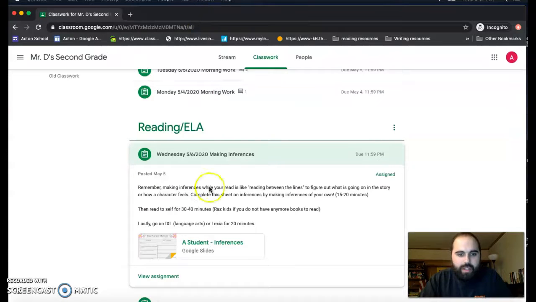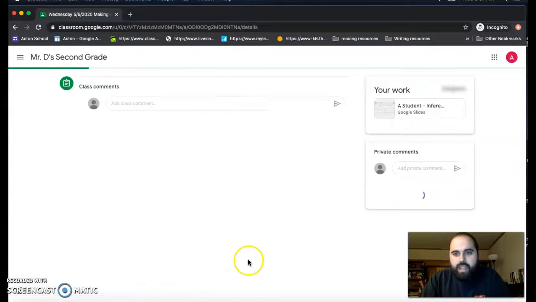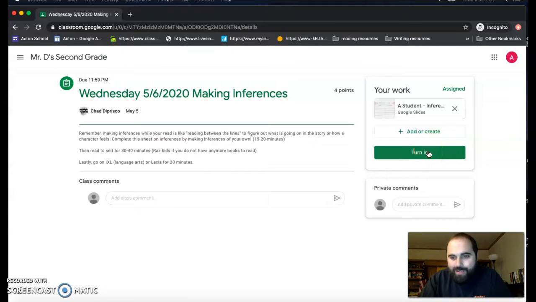Everything's saved, don't worry. Go to View Assignment down here, right below where you clicked it. And there is a turn in button right there for it. You can click the turn in button there. When you're totally done with your inferences, read to self for 30 to 40 minutes.